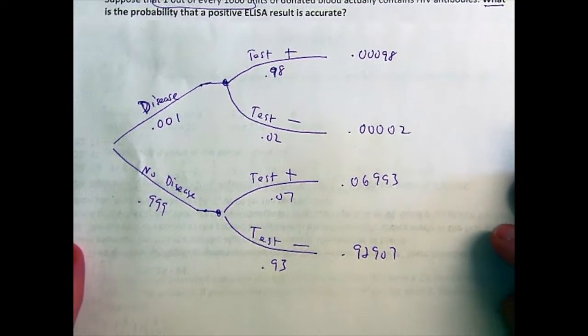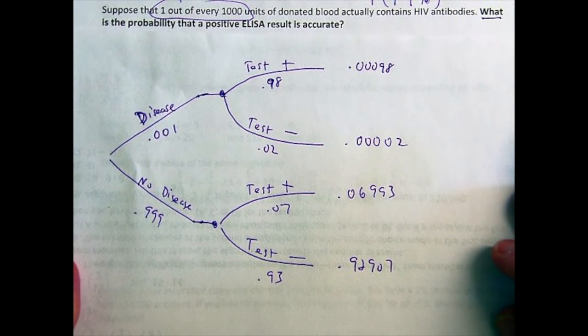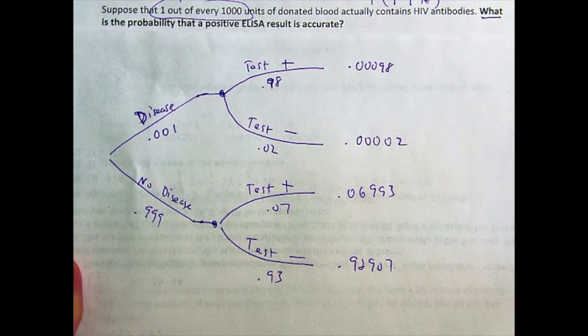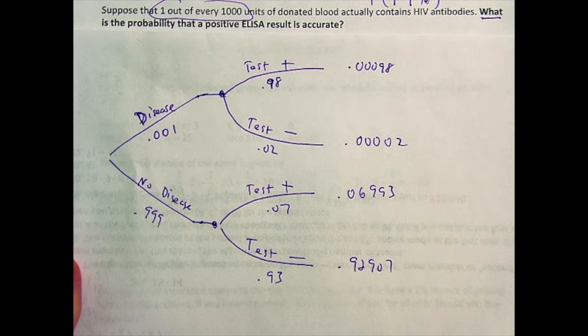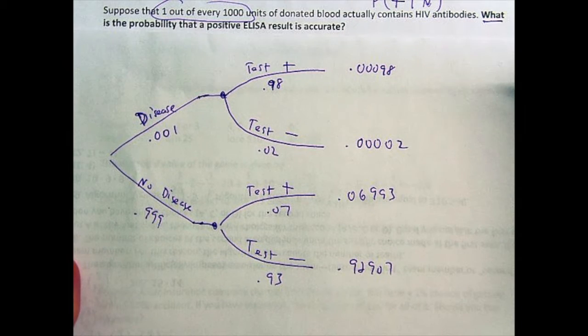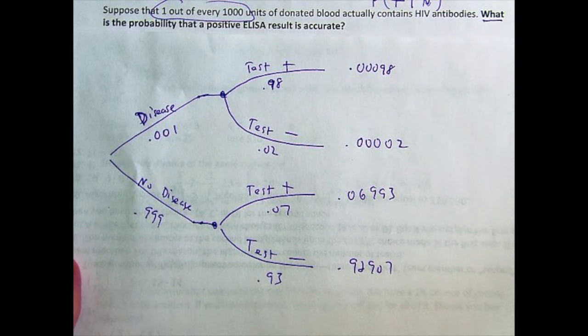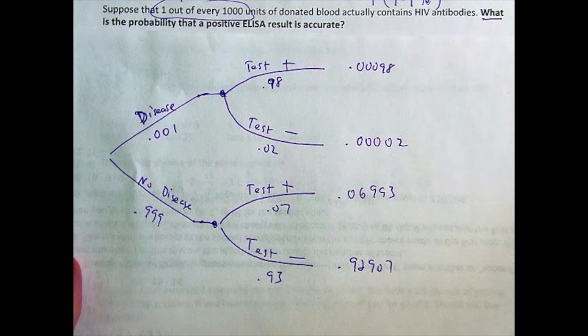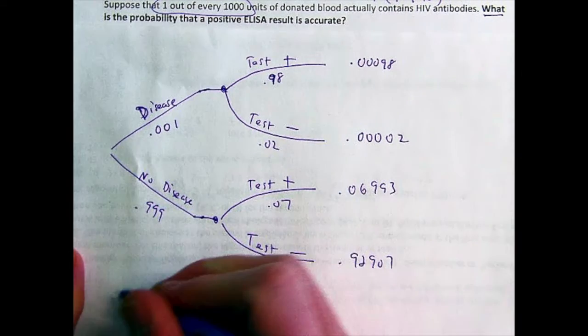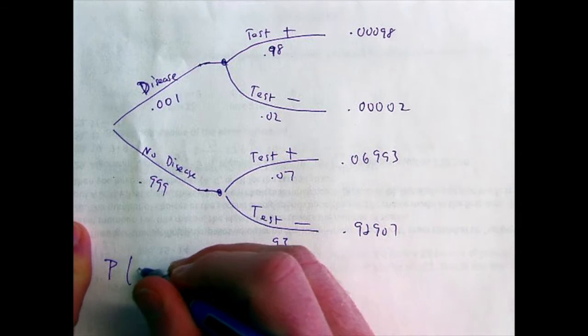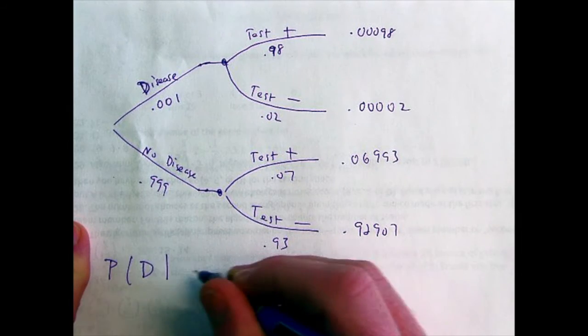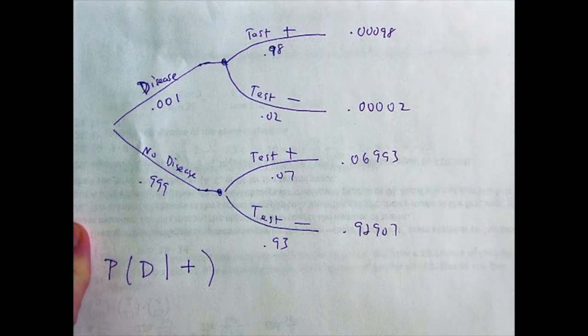So that, believe it or not, is asking, what is the probability given the fact... So, the probability that a positive ELISA result is accurate, what we're saying really is, given the fact that the test came up positive, what's the probability that it's accurate? In other words, given the fact that the test came up positive, what's the probability that the person actually had the disease? So the question we're looking for here is the probability that they actually have the disease given the fact that the test came up positive, right?